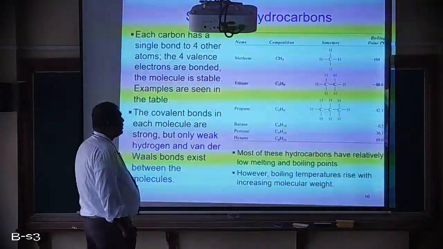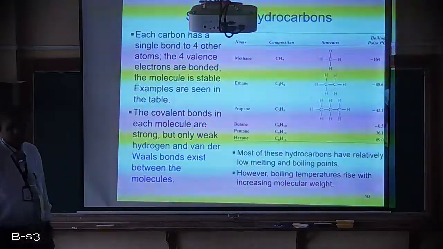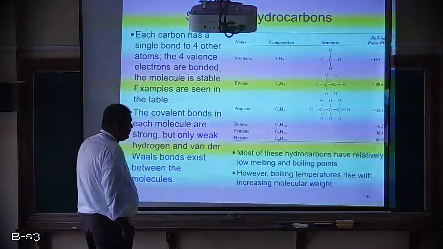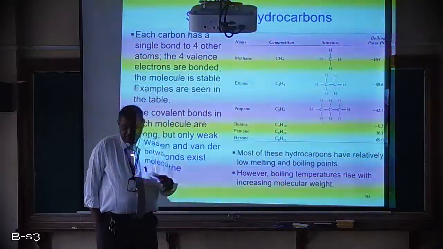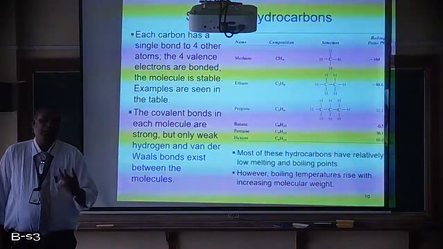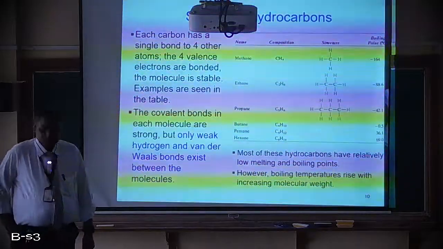Most of these hydrocarbons have relatively low melting points. However, the boiling point rises with increasing molecular weight. Suppose in this, if you increase the molecular weight, then the melting point also increases.